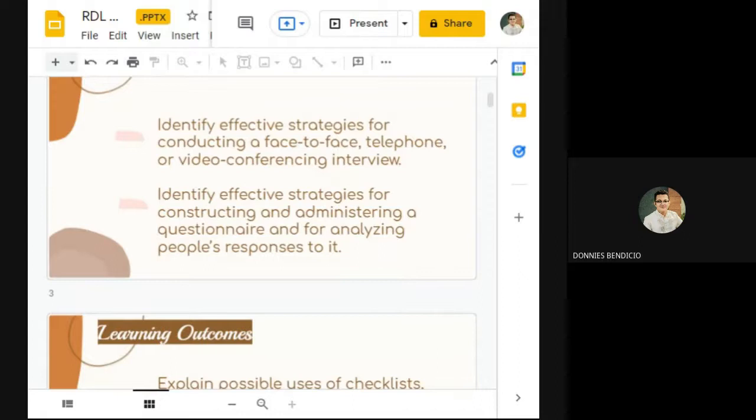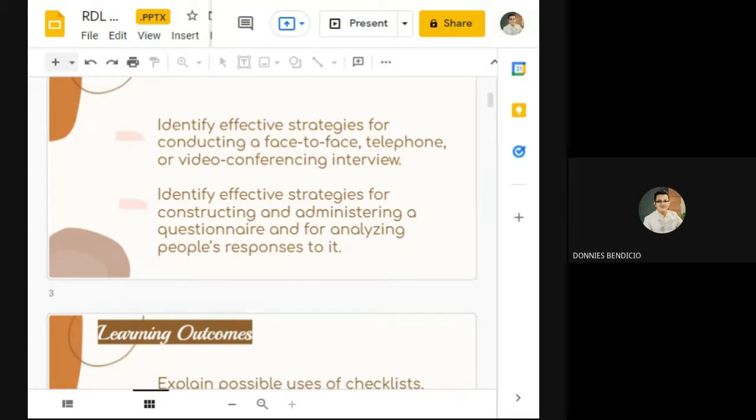We also want to identify the effective strategies for conducting a face-to-face, telephone or video conferencing interview, which is not required for you to administer when you are conducting the project that I have given you. Of course, you will be using technologies such as Google Form or survey using an online platform, but we don't have face-to-face or video conferencing interviews with your respondents.